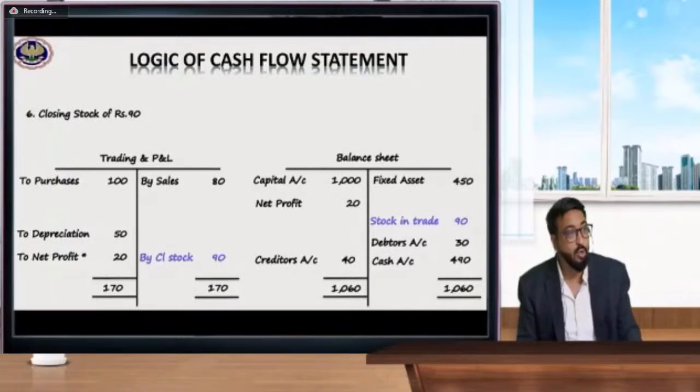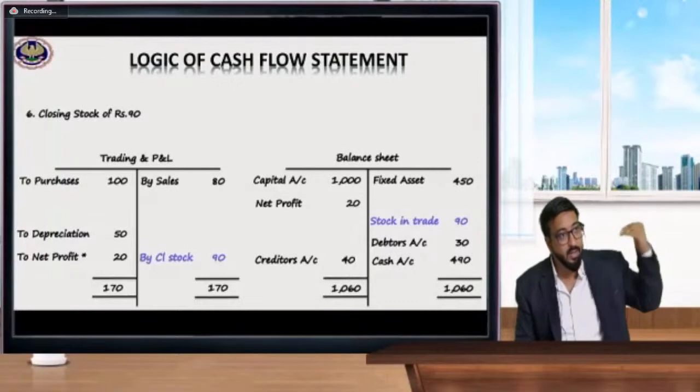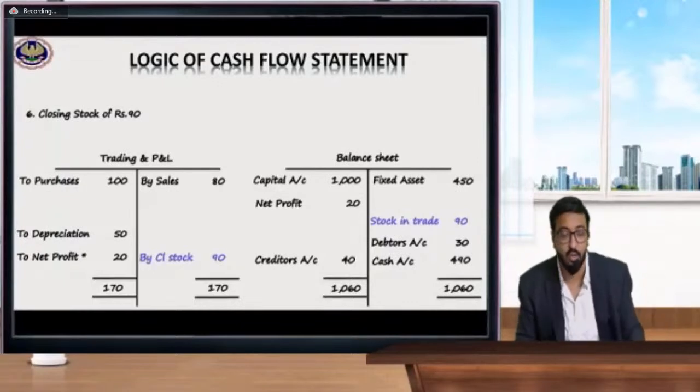Fixed asset. What you understood while looking into fixed asset? At what amount you bought that fixed asset? 500. And what is the depreciation on it? 50. So you are looking like 500 minus 50 is a fixed asset. Very good. Stock in trade is nothing but second effect. Stock in trade. Then debtors account. अरे मैं balance sheet asset side पे गया.